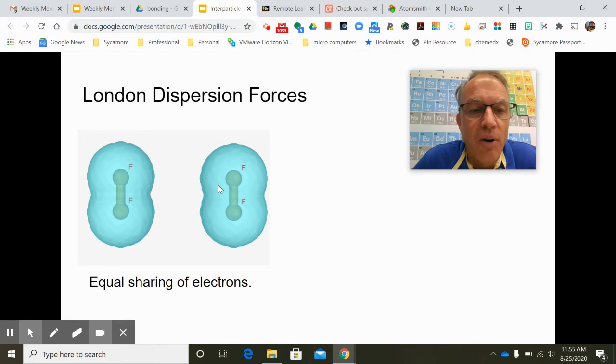The interparticle forces between F2 and F2 are called London dispersion forces. Is that going to be a very strong force? No, because it has nothing to grab onto. That's why London dispersion forces, all things being the same, are very weak, and why this is a gas at room temperature. How do we increase them? You make the molecule bigger. But as long as there's equal sharing, with no side that's kind of negative or kind of positive, we're not going to see many interparticle forces. So we could predict it might be a gas at room temperature.